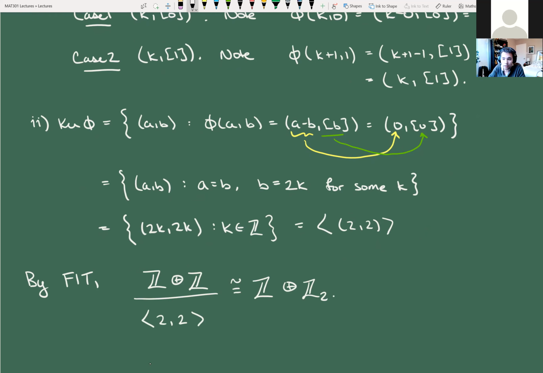Okay, now we can answer our questions upstairs immediately. What is the order of this group? How many elements are in Z cross Z2? It's not a trick question. Somebody tell me.